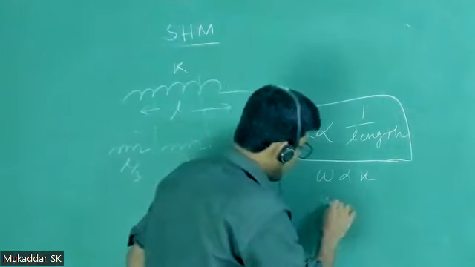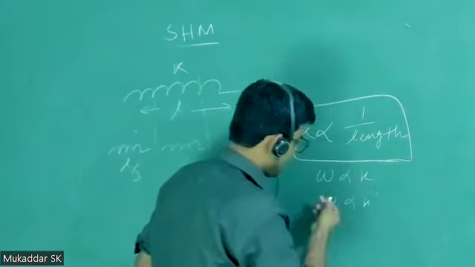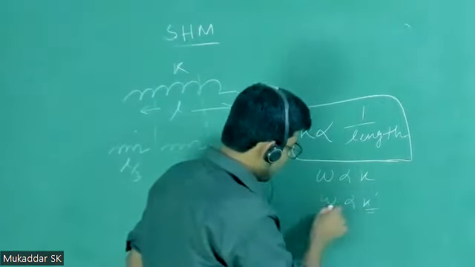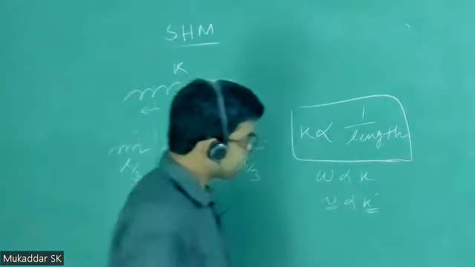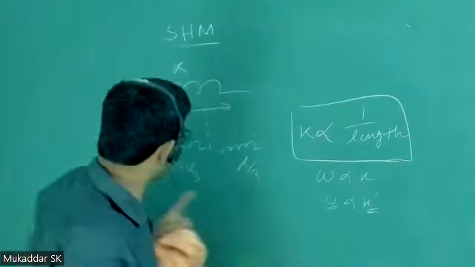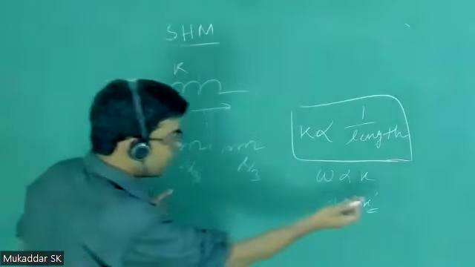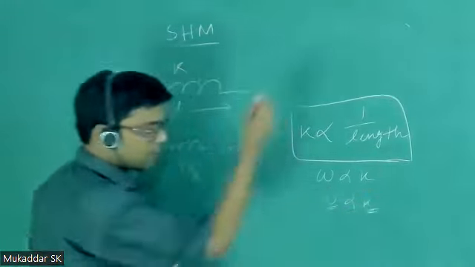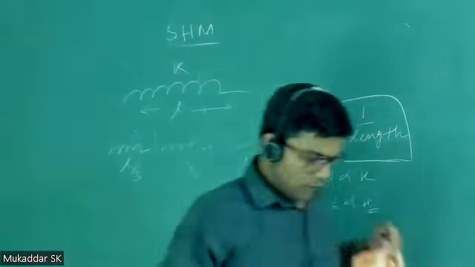यानी दोनों के लिए आपका डिफरेंट वर्क डन है, राइट? वर्क डन ज्यादा होगा तो बेसिकली आपका K प्राइम ज्यादा होगा। यानी अगर लेंथ स्मॉल है तो ऑब्वियसली इसका स्प्रिंग कांस्टेंट ज्यादा होगा, ठीक है?